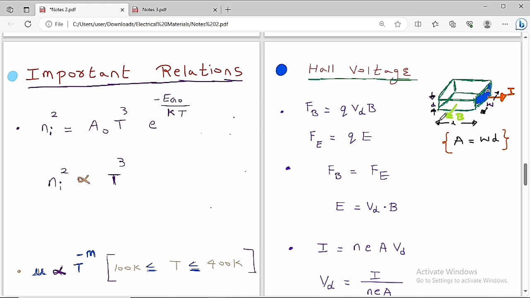In this direction, I am going to apply the magnetic field. Then what is going to happen? A voltage is going to be induced in the semiconductor. That is called the Hall voltage. So in one direction I have passed the current, and in the other direction I have applied the magnetic field. Because of these two things, overall, we get some voltage in this semiconductor, which is called the Hall voltage.